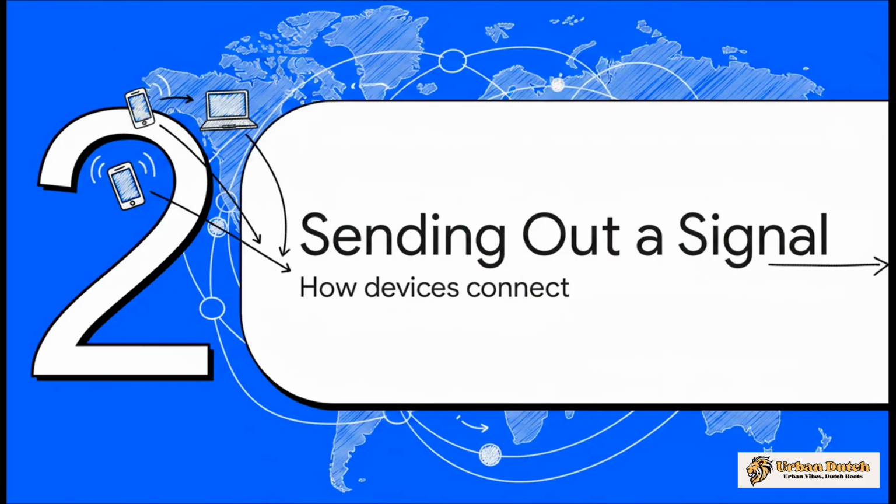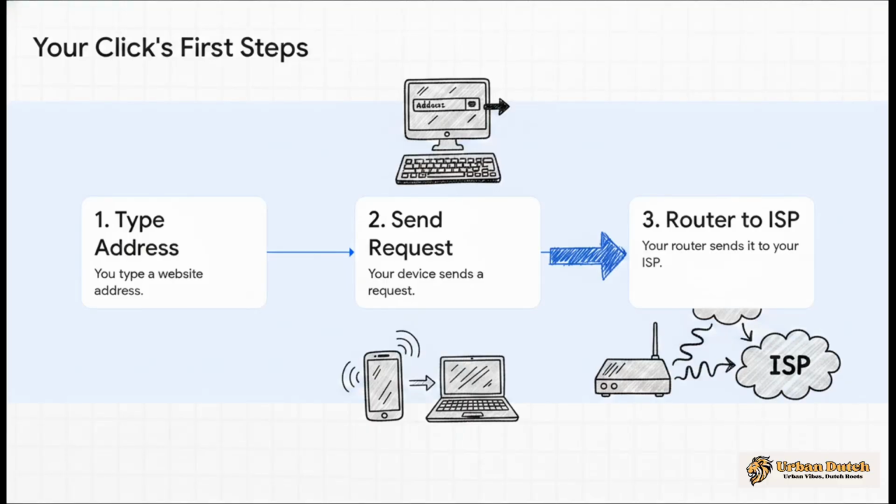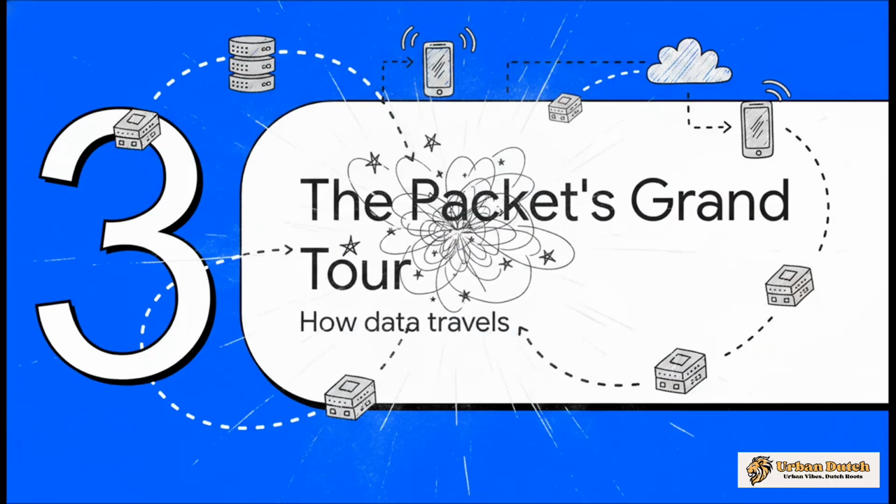So how does your request, our little digital letter, even get into this worldwide system in the first place? Well, it all starts the second you type in a website. Your device shoots out a request to your router. Yep, that little blinky box is basically your local post office. From there, the router hands it off to your internet service provider, your ISP, and they act like the big regional sorting facility that plugs your home into the rest of the world. All right, now let's follow that request on its big adventure. This is where the true scale, and frankly, the genius of the internet really starts to sink in.